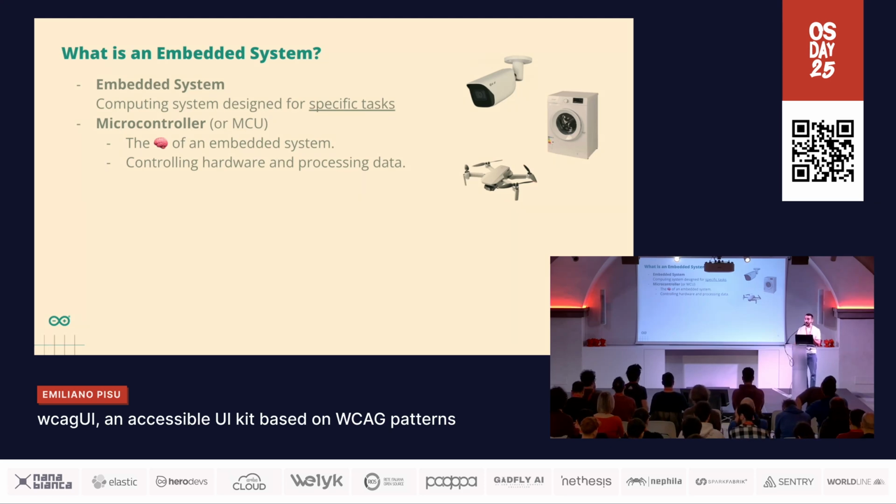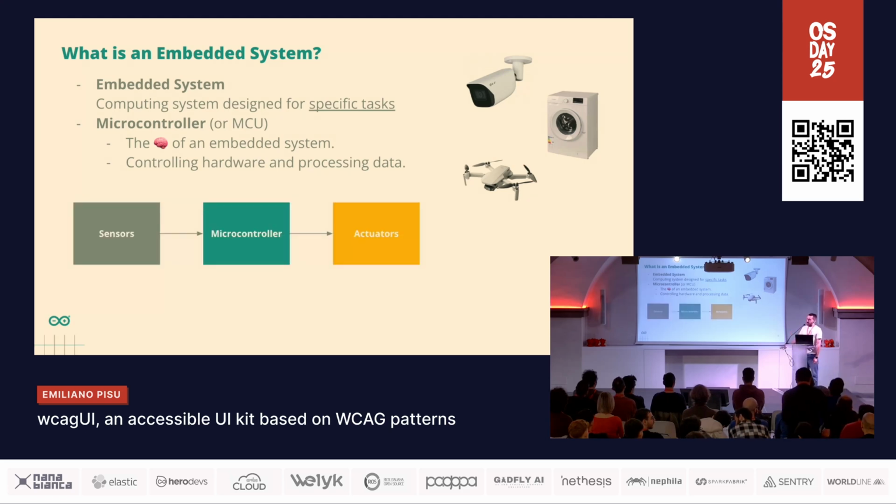In an embedded system, you can find more than one microcontroller, but in general you have a main microcontroller and then other microcontrollers. The microcontroller is the brain, so it controls the hardware and processes the data. We can summarize an embedded system with three blocks: sensor, microcontroller, actuators. With the sensor, an embedded system senses the world, capturing data from the environment and from the user. The microcontroller elaborates this data, and then reacts in the real world through actuators, like a motor or a relay.